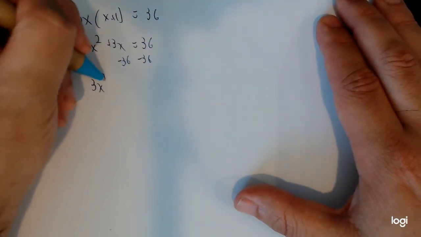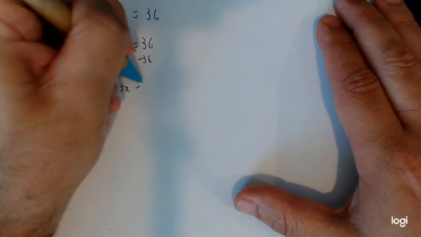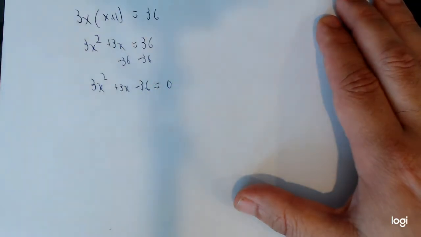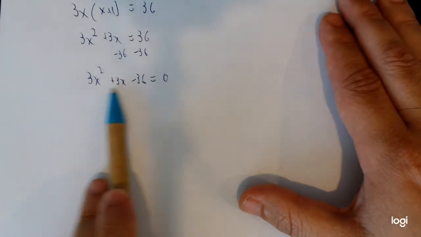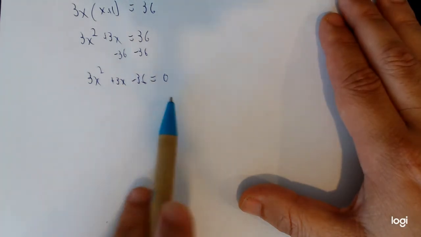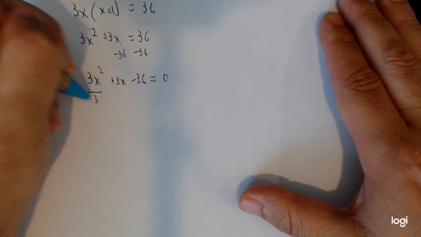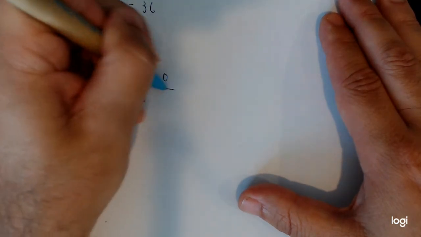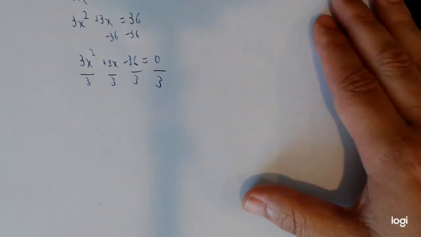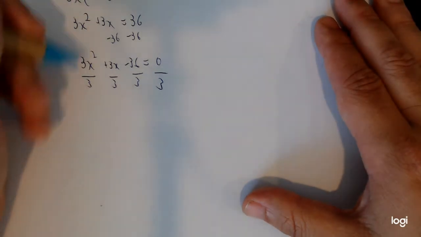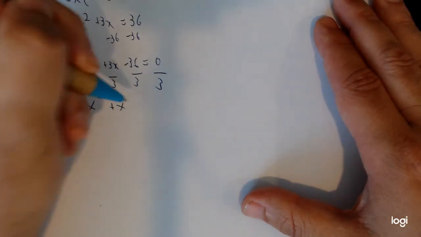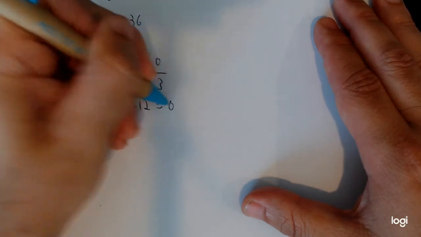So I get 3x squared plus 3x minus 36 equals 0. And another thing that I see that's nice here is I could divide everything by 3 because they all have a factor of 3. So if I divide, which, remember, this is an equation, as long as I consistently divide everything, that I could do. So then what does this become? x squared plus x minus 12 equals 0.